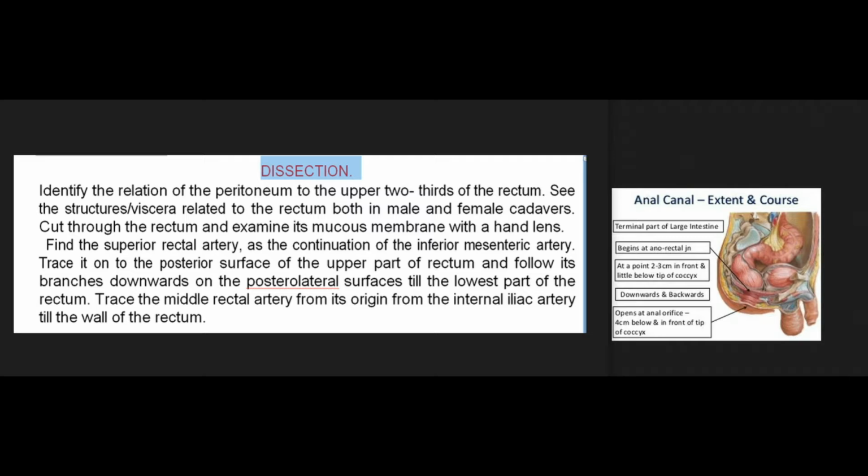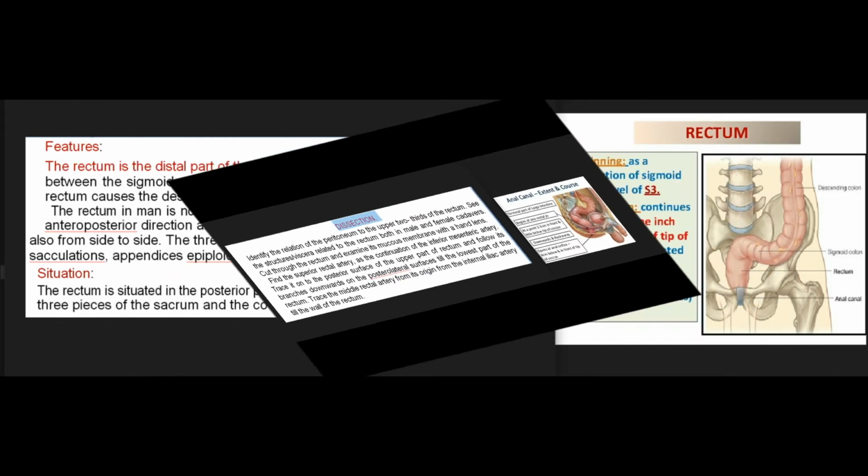Find the superior rectal artery, as the continuation of the inferior mesenteric artery. Trace it onto the posterior surface of the upper part of rectum and follow its branches downwards on the posterolateral surfaces till the lowest part of the rectum. Trace the middle rectal artery from its origin from the internal iliac artery till the wall of the rectum.